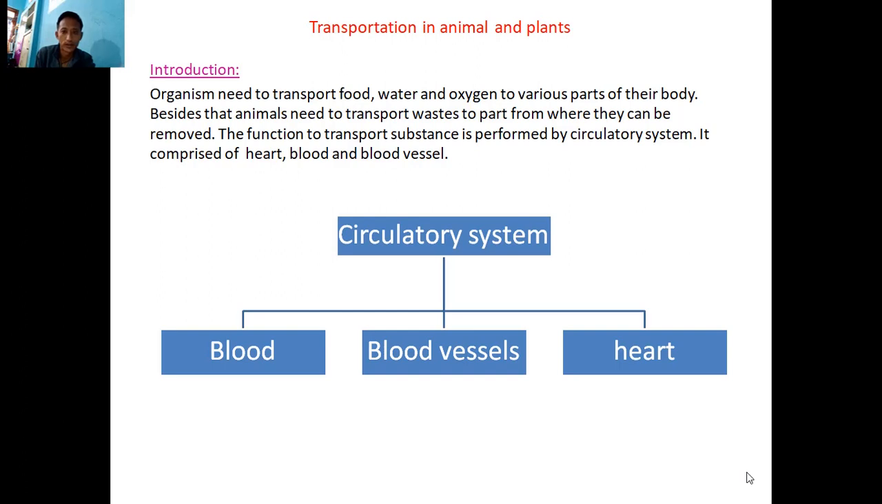Organisms need to transport water, food, waters and oxygen to various parts of the body. Besides that, animals need to transport waste to a part from where it can be removed. The function of transporting substances is performed by the circulatory system. It is comprised of the heart, blood and blood vessels.